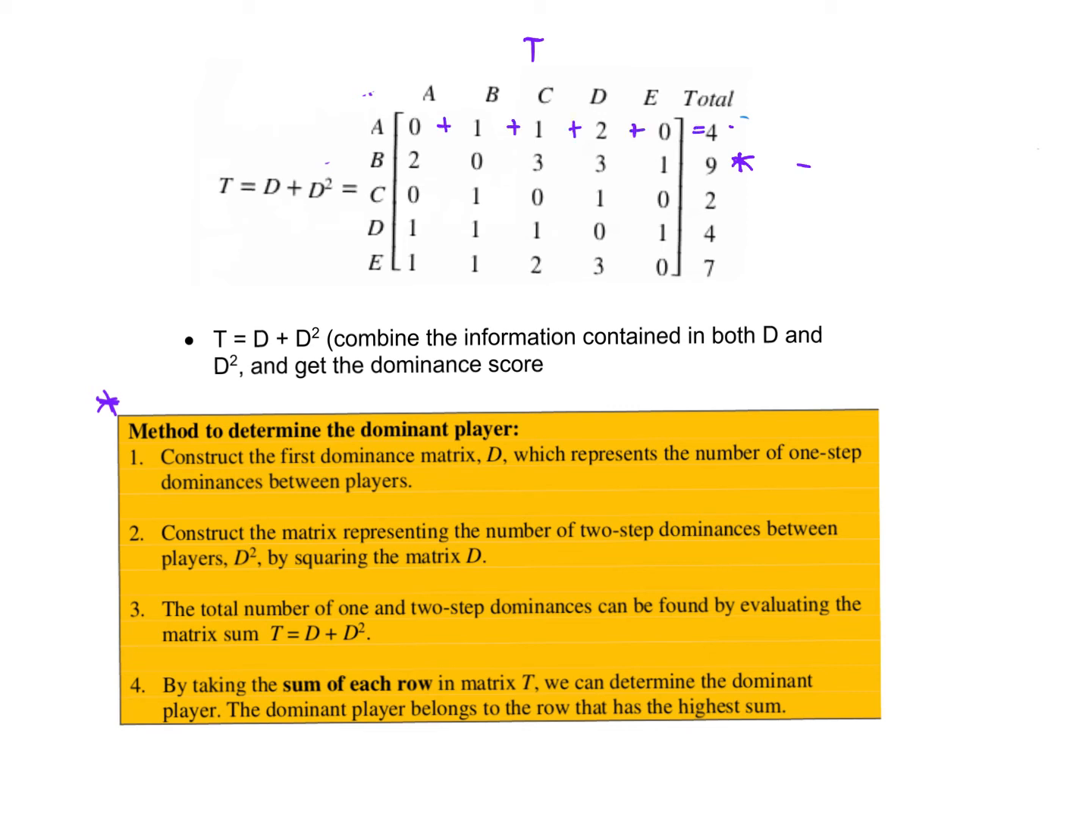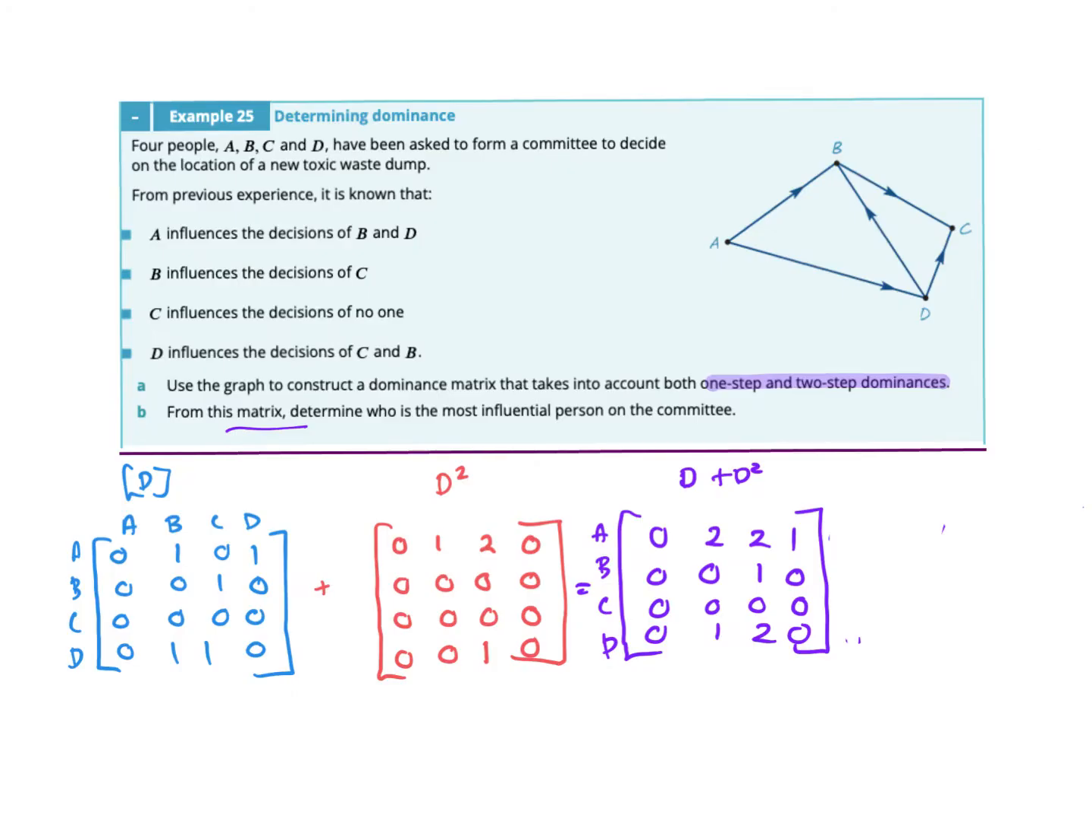Now this would be an example of a SAC question. Here we've got an example. It said 4 people, A, B, C and D, were asked to form a committee to decide on the location of a new toxic waste dump. The previous experience has shown that A influences the decision of B and D. So what they're saying is that A is like the winner in the conversation, so we're going to call it like a tournament. They also say B influences the decision over C, and we've been given a network diagram.